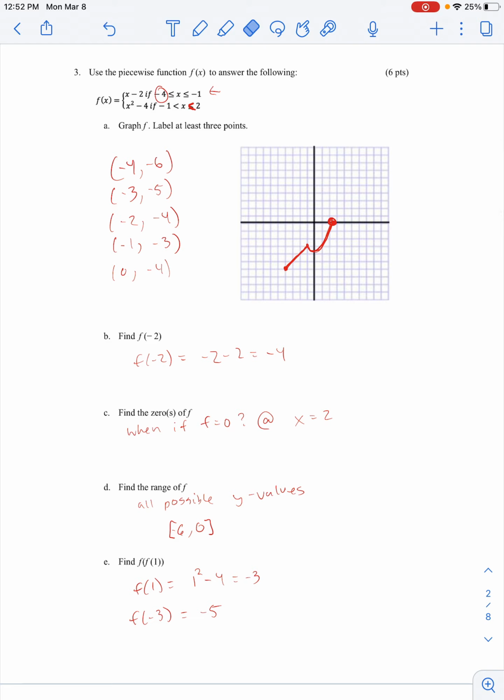Okay, and then f of 1. We find f of 1, we use that second rule because 1 is between negative 1 and 2. So f of 1 is negative 3, and then we find f of negative 3 is negative 5.